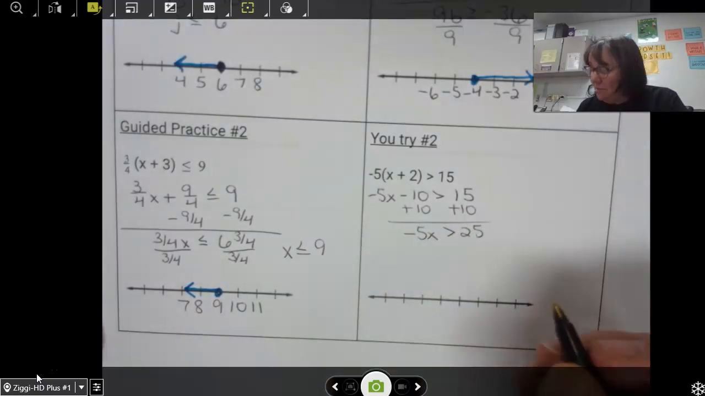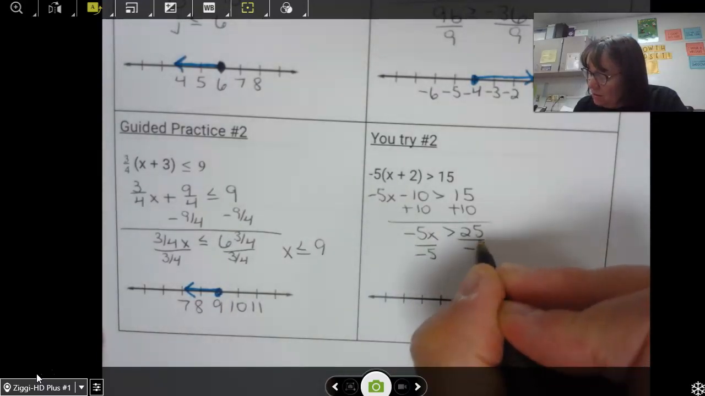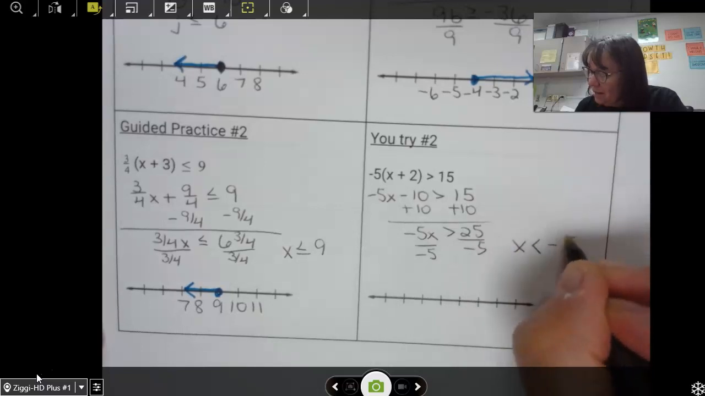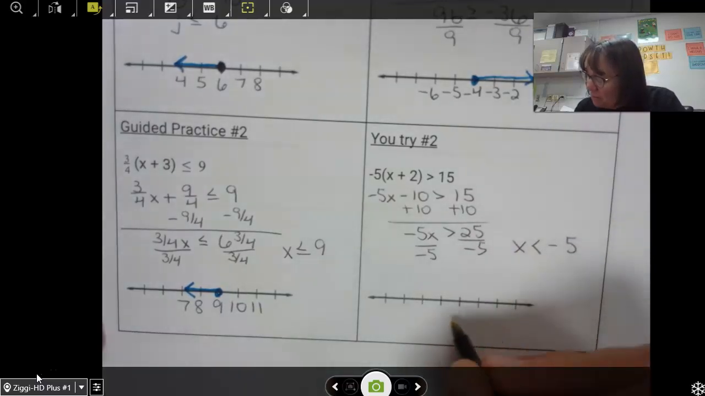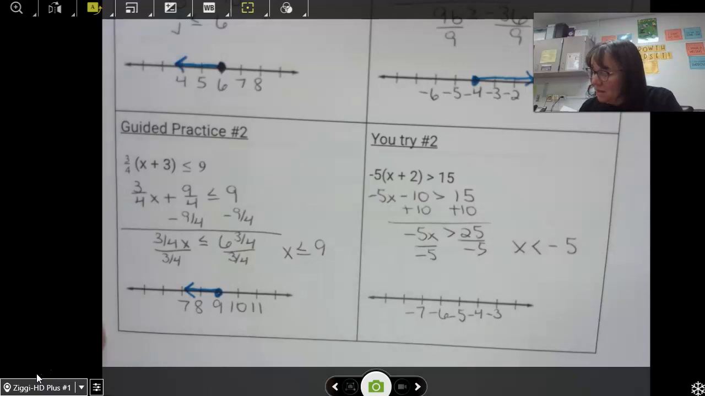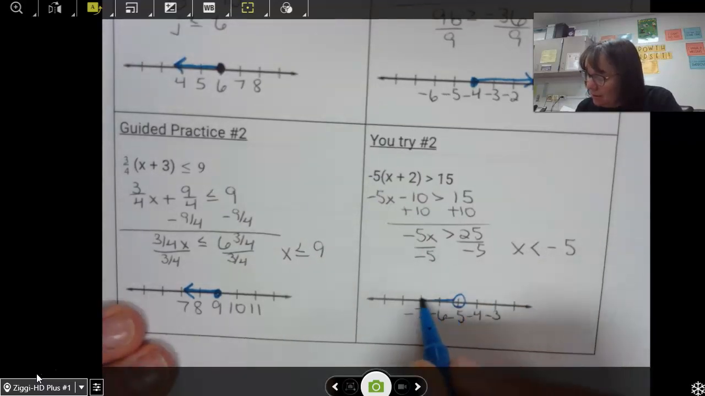Okay, here's where we talk about dividing by a negative. I have to divide by -5, so now I'm going to flip that sign around, and x is less than -5. So we're going to have a -5. And it will be an open circle, and less than will go to the left.